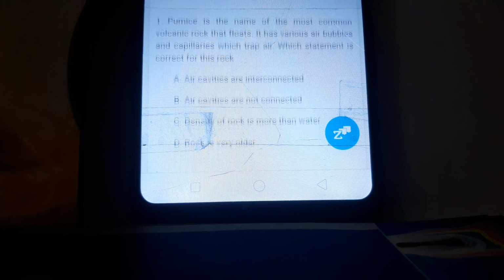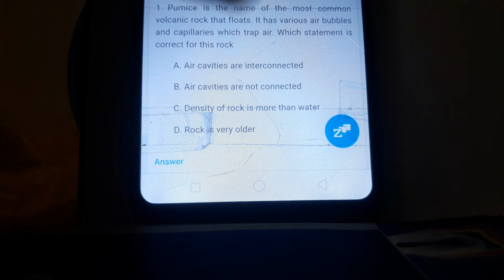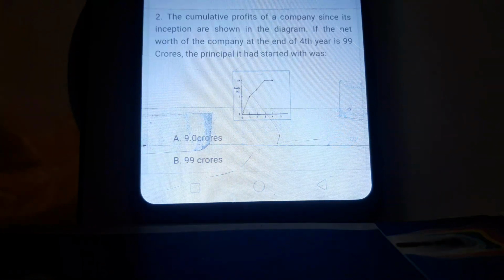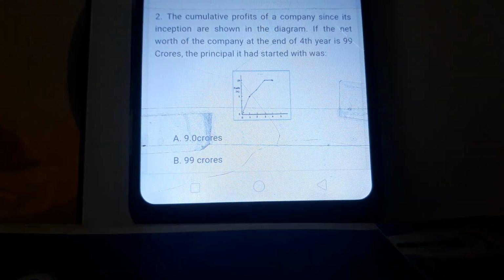The first question is, pumice is the name of the most common volcanic rock that floats. It has various air bubbles and capillaries which trap air. Which statement is correct for this rock? A. Air cavities are interconnected. B. Air cavities are not connected. C. Density of rock is more than water. D. Rock is very old. Right? The answer is there, but I would not be giving the answer now. At the end of the month, all answers will be given as we cover the topics.